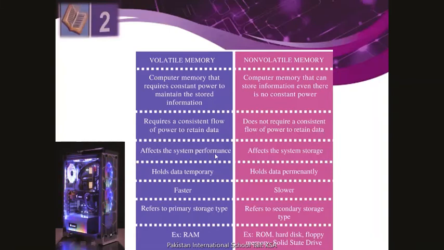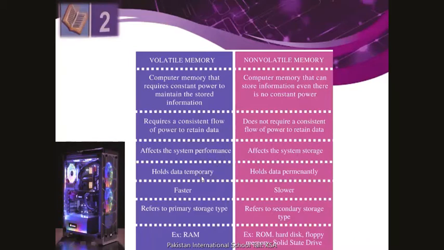Affect on system performance. Volatile memory is a type of main memory which affects your system working and the performance of your system. Affect on system storage. Non-volatile memory affects the system storage. So when you save your files on a permanent storage like your hard disk, if you have more storage, then you can save more data on your computer. So it affects the system storage and it affects the system performance.